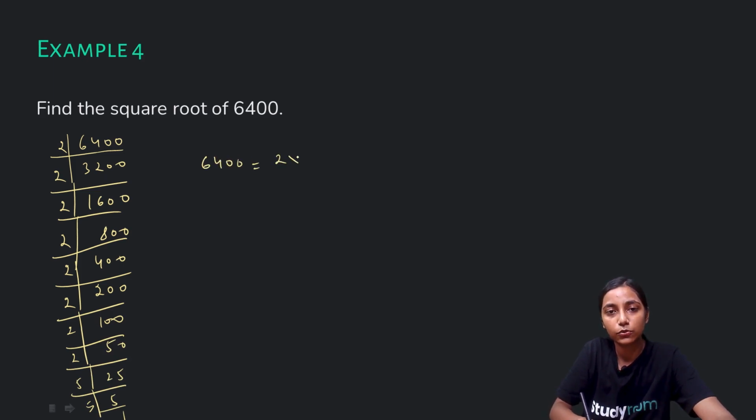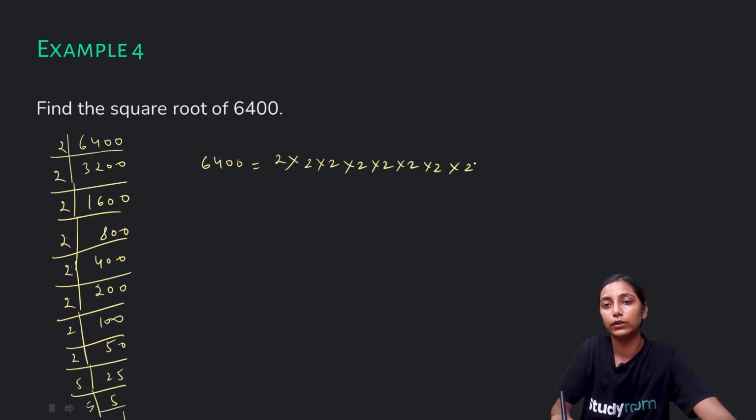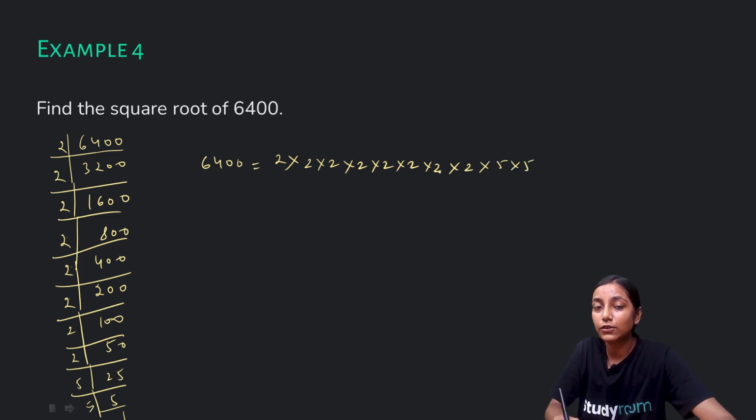So 6400 can be written as 2, how many times? 1, 2, 3, 4, 5, 6, 7, 8. 8 times 2 and 2 times 5. So these are the factors of 6400. Pair them up.